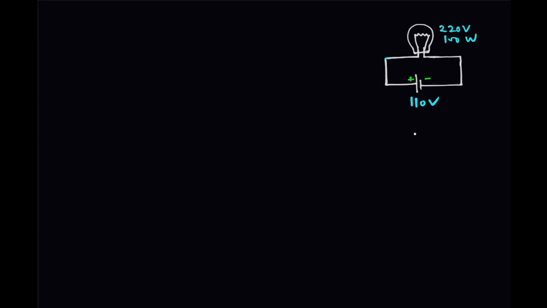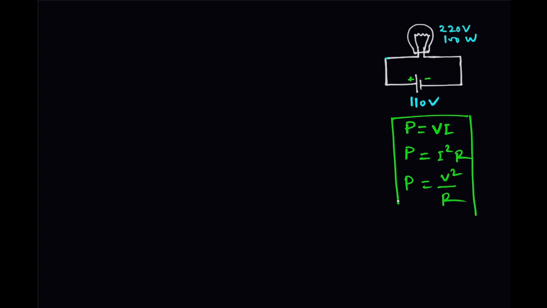There are three formulas for calculating the power consumption. One is P is equal to VI, or we can say P is equal to I square R, or P is equal to V square divided by R. These are the three formulas. That is the same formula written in different ways. Okay, so using these formulas we can calculate the power supplied to this lamp.